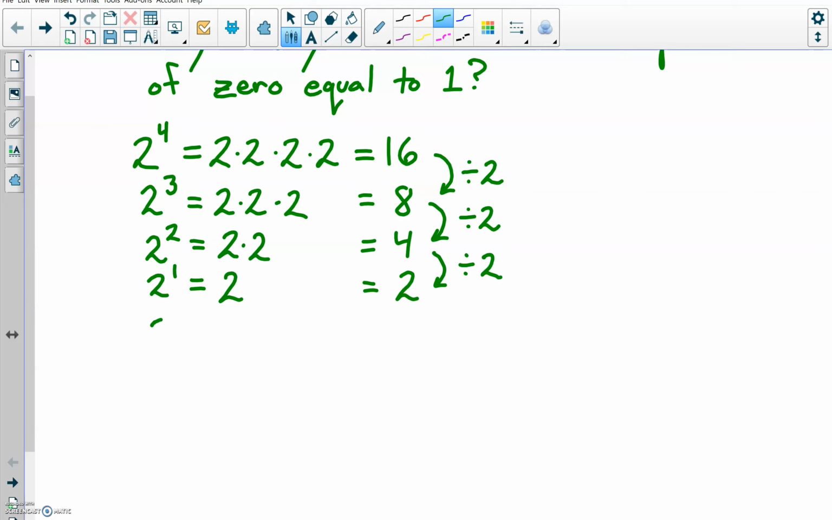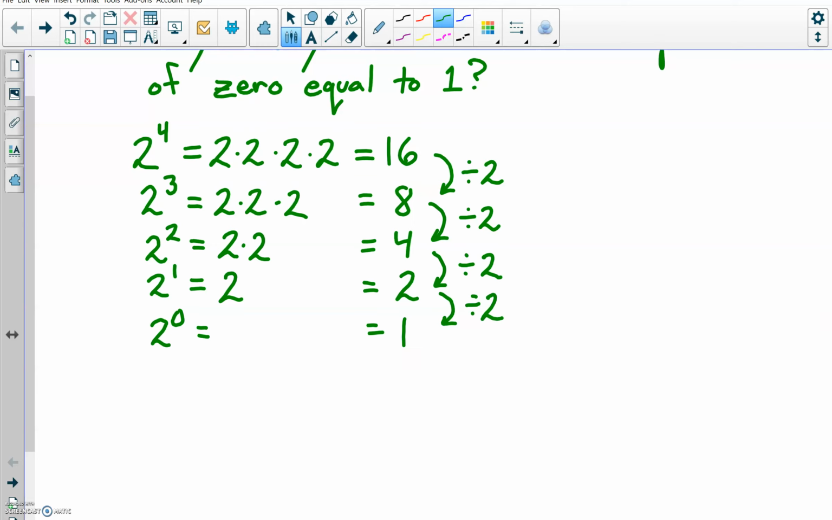So now, what we've all been waiting for, 2 to the 0 power here. What is 2 to the 0 power? Well, let's come over here and divide this 2 to the 1st power result by 2 to see what we get. So 2 divided by 2, or 2 divided by itself, will just be 1.